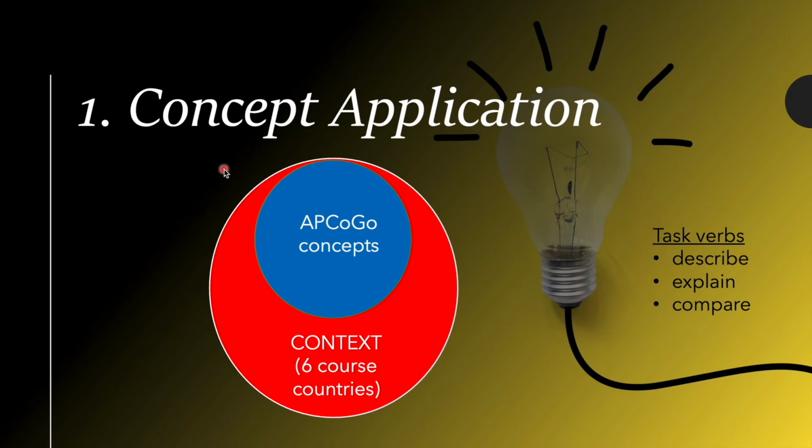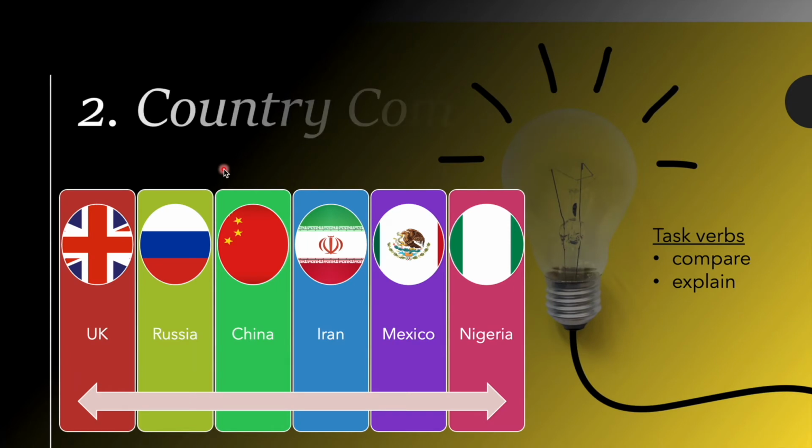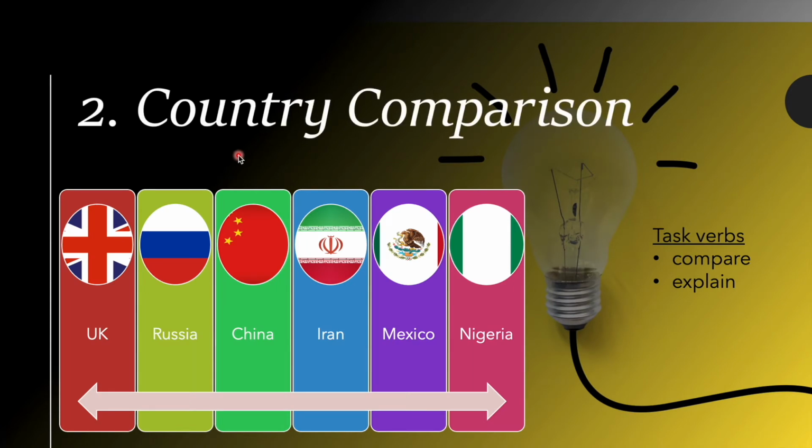So this is definitely the most basic skill, and that leads us to the second disciplinary practice, which is related to the concept application, because there we already had to compare. But country comparison will be the type of question that really asks you to compare political concepts and processes among these 6 countries. So, for example, you might have a question telling you to compare 2 or maybe 3 countries based on their political systems, institutions, and behaviors.